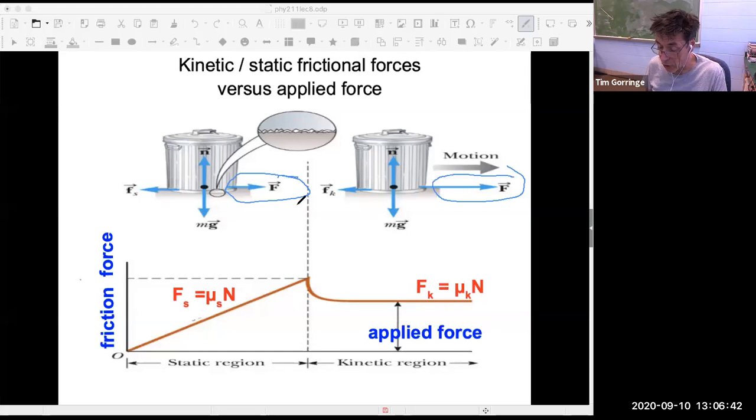And as a result, there's a frictional force to oppose that motion towards the left. And this graph downstairs here, the horizontal axis, a nice straight line, that's the force I'm applying towards the right. And this vertical axis, that's the frictional force that's being opposed towards the left. Now, down here in this corner is where I'm applying no force. I'm not taking out the garbage. And so there's no frictional force.